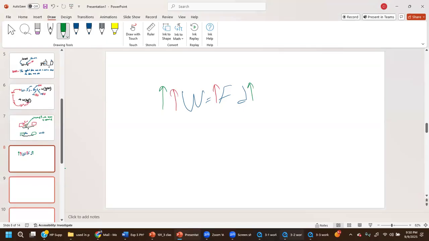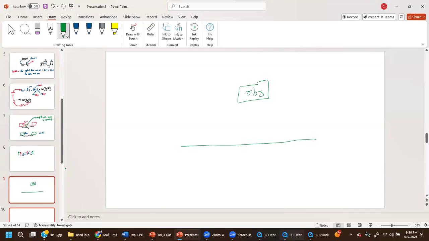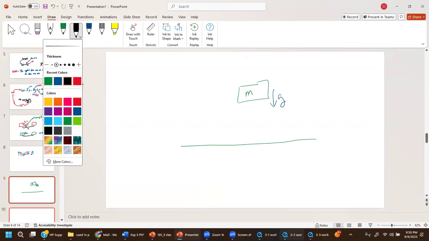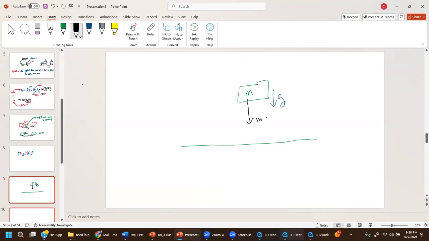Now, let's say we have an object. This is an object above ground. What's pulling this object down is going to be gravity. What else is pulling it down? It has a mass. You know what? I'm just going to write that up. Which means what you got pulling it down is your mass times your gravity.